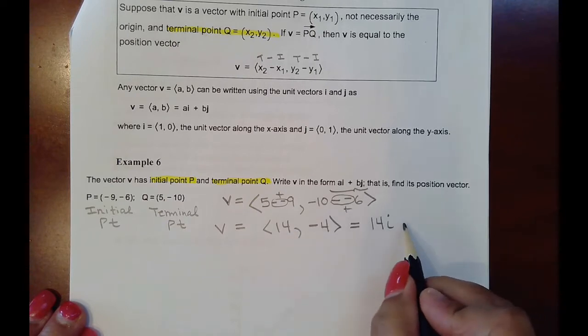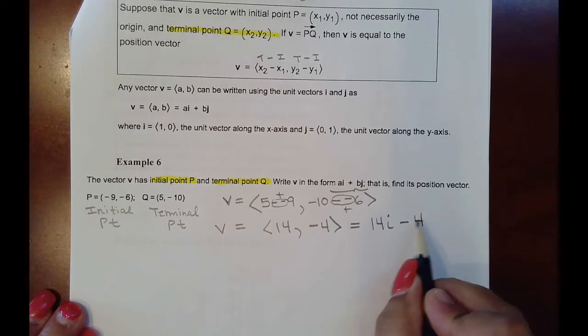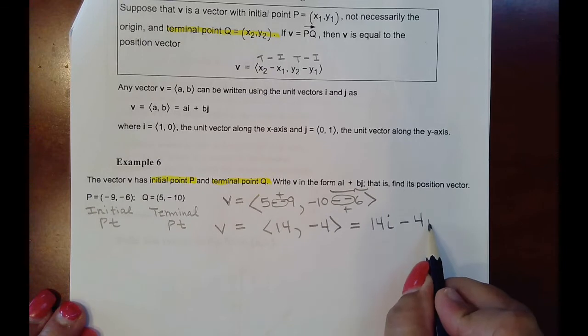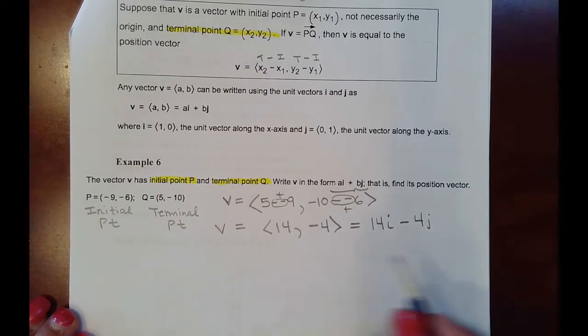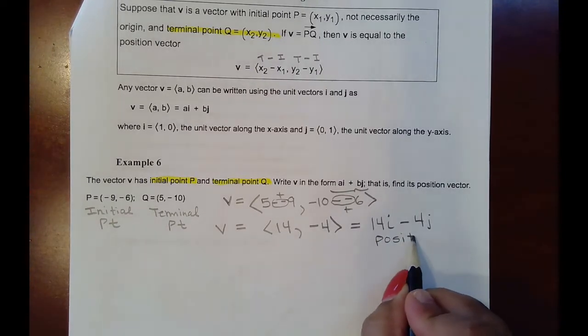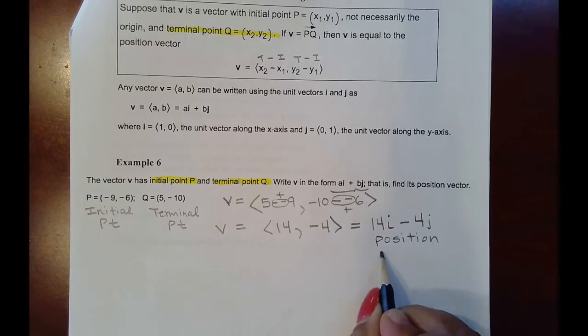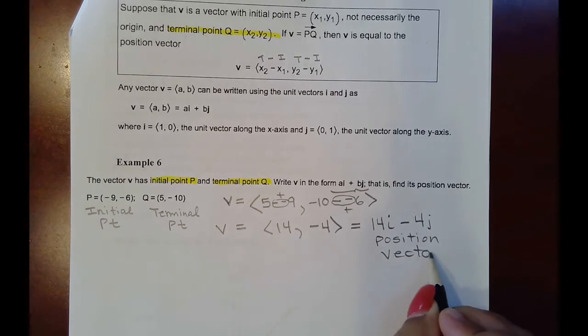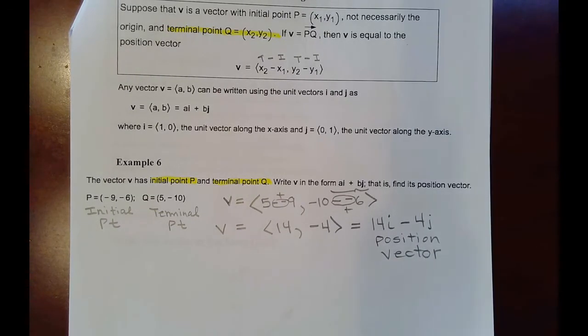This is your horizontal component. This is your vertical component. Okay, i and j. This is what we call a position vector. And moving to example 7.